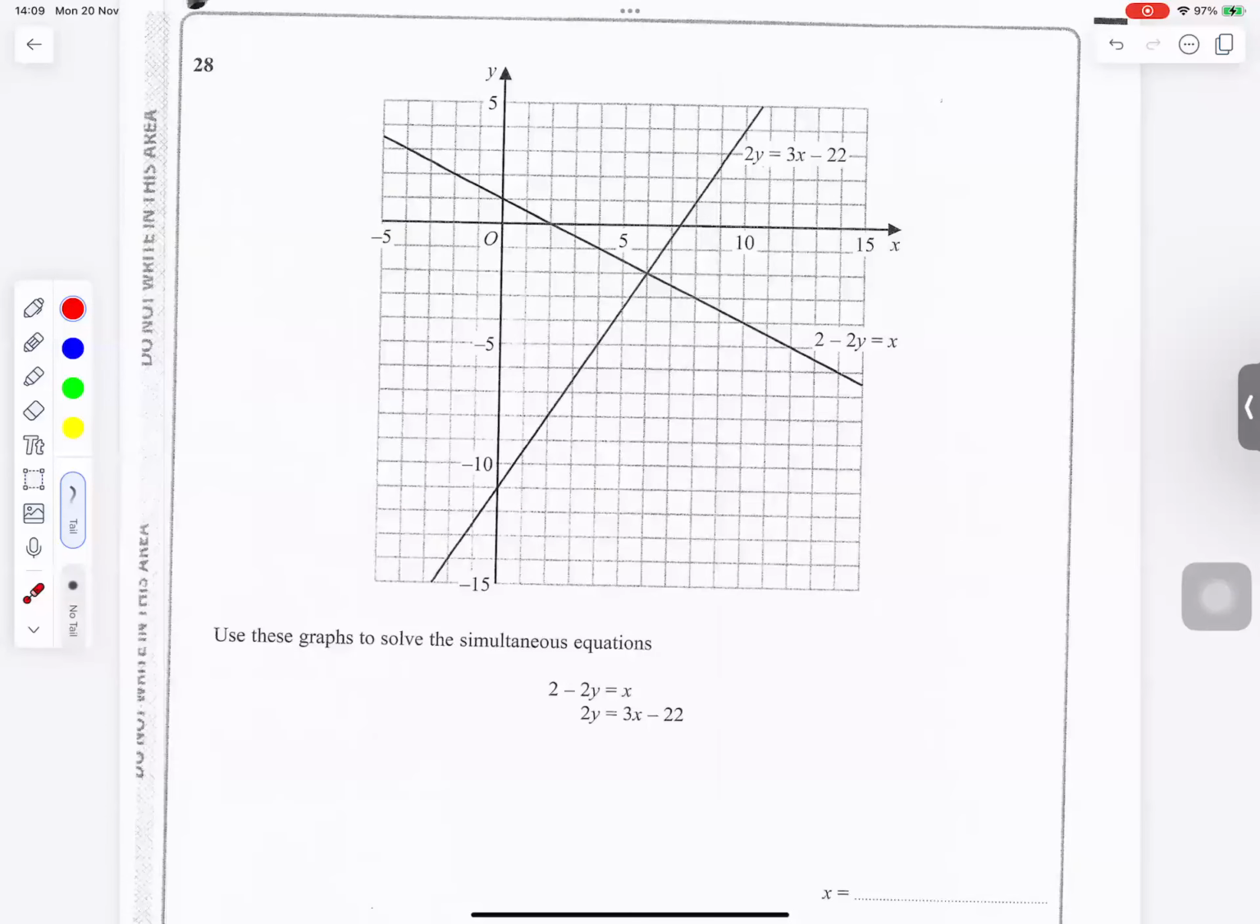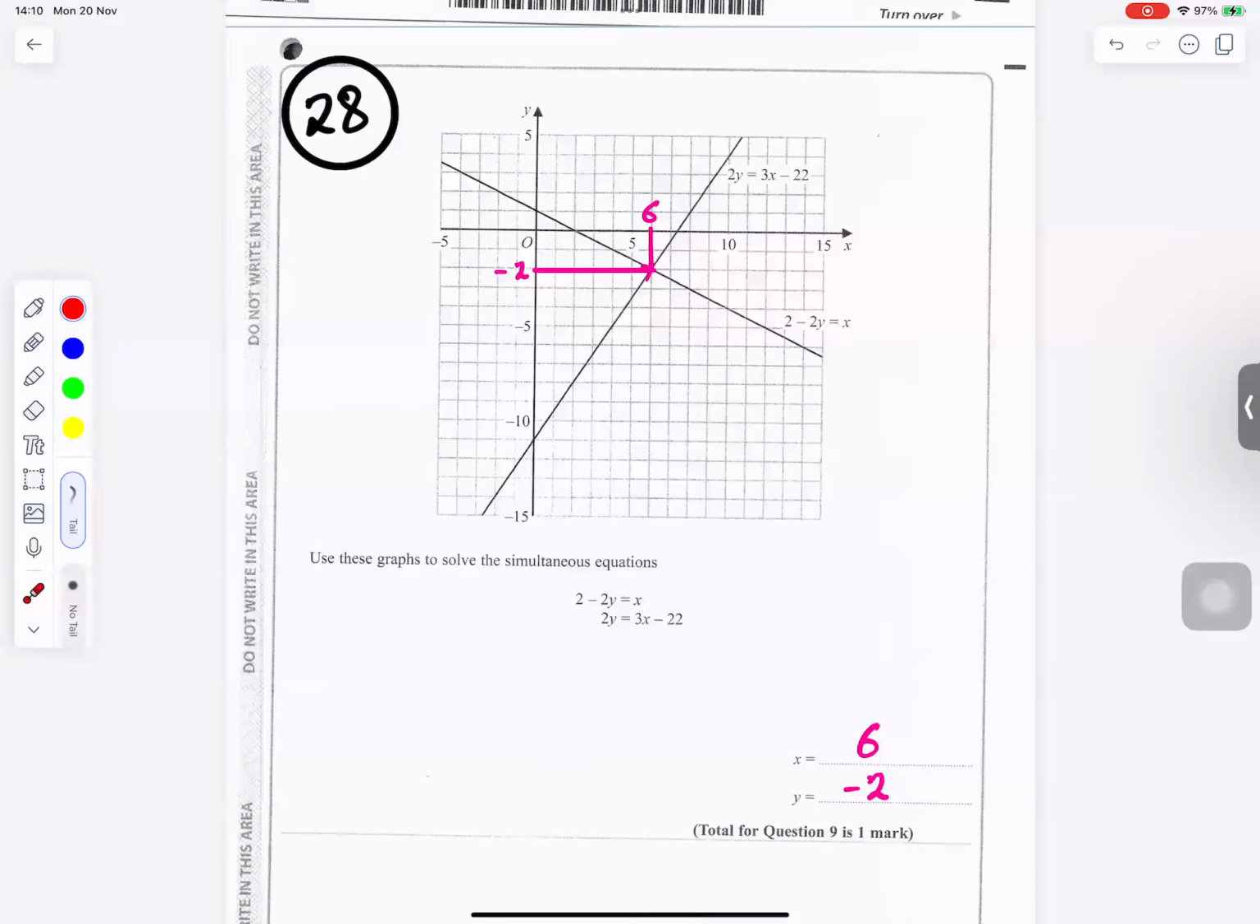Question 28. Use this graph to solve the simultaneous equations. To solve it, you find where the two of them meet. They meet at 6 for x and minus 2 for y. So 6, minus 2.